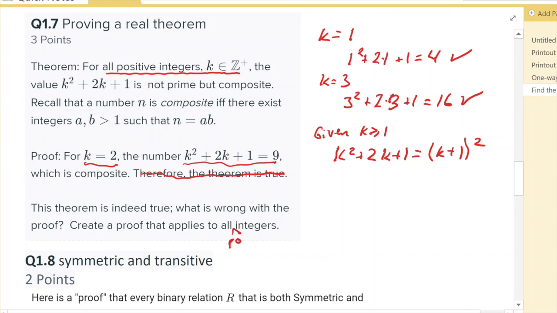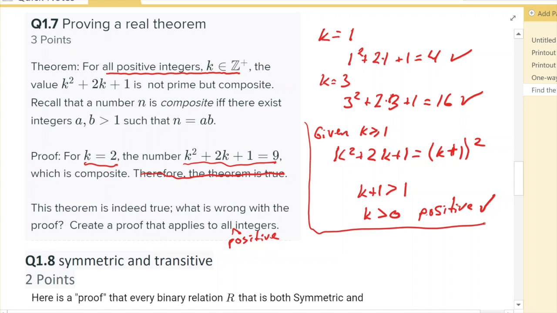Now, k plus 1 has to be greater than 1 for the number n to be composite, which means that k has to be greater than 0, and so for positive integers. The proof is basically this. An adversary gives me an arbitrary positive k, and I factor the expression, and then argue that this really is the product of two numbers that are greater than 1.